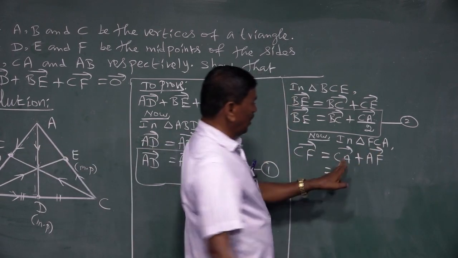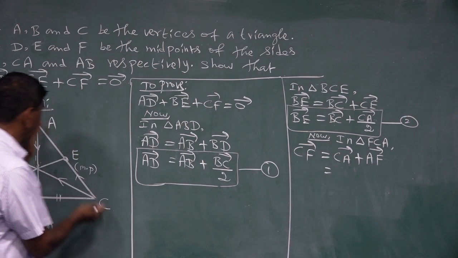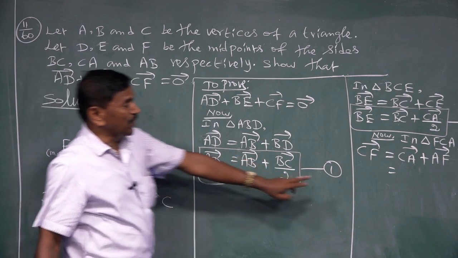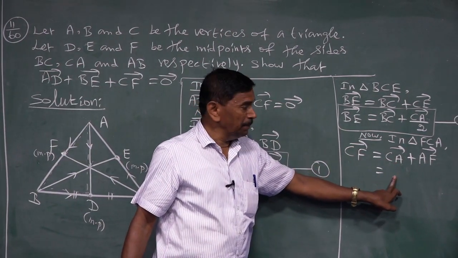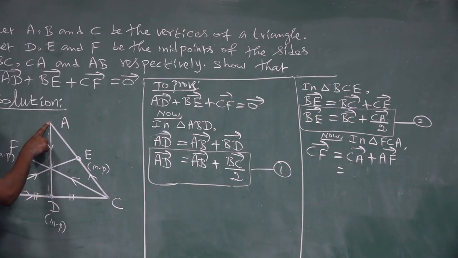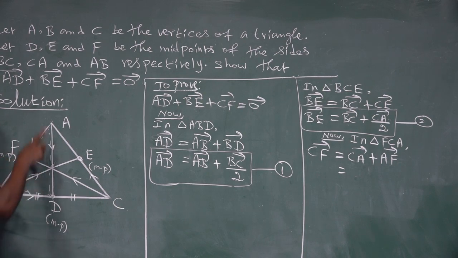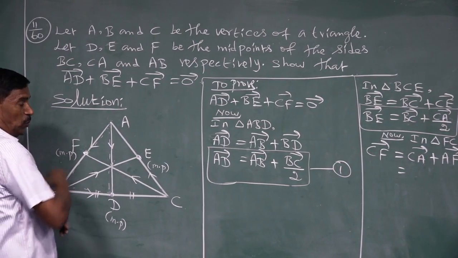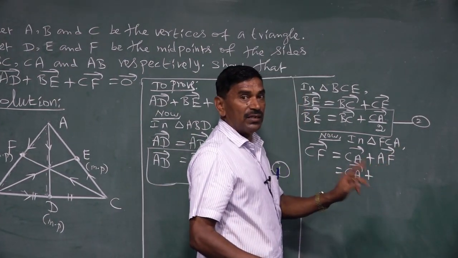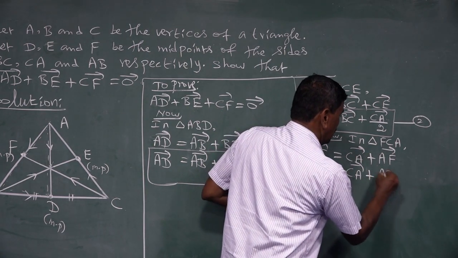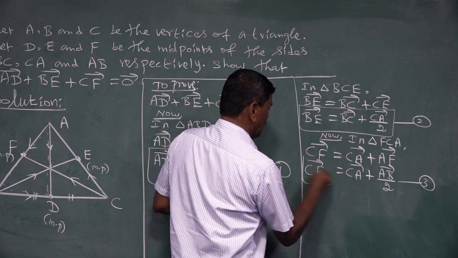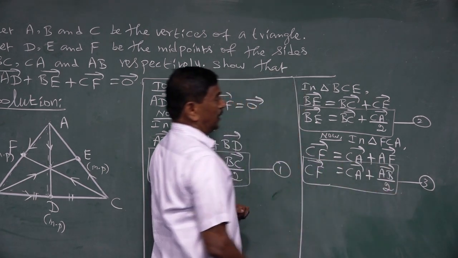Okay, which is equal to, what is the CA vector? Yes, CA vector is one side of the triangle, no problem, which is fixed. Second term, CA vector as it is, because it is one side of the triangle. Next, AF vector. Where is AF vector? AF vector is, yes, half of AB. So, AF vector is equal to AB vector by 2. So, CA vector plus AB vector by 2, which is the third equation, whose left hand side is CF vector. Yes, all 3 equations are ready.